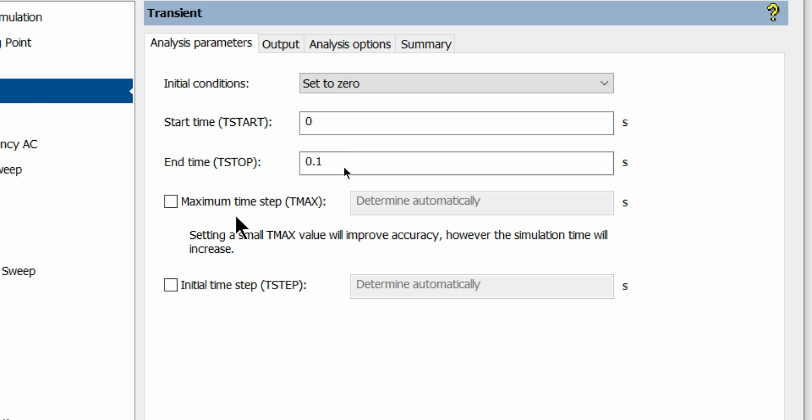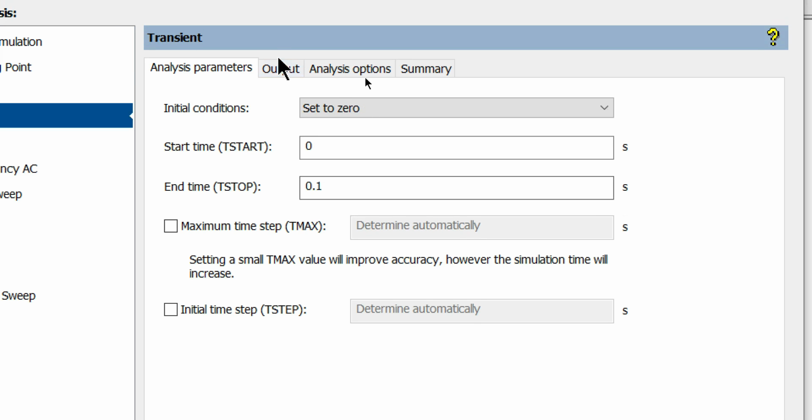Now you can set the maximum time step the simulation can handle. Multisim says that the smaller the step size, the more will be the accuracy at the cost of simulation time. That is, your simulation time will increase. I will keep it as determined automatically. You can set a time interval for simulation output and graphing by this parameter. I will keep it as determined automatically.